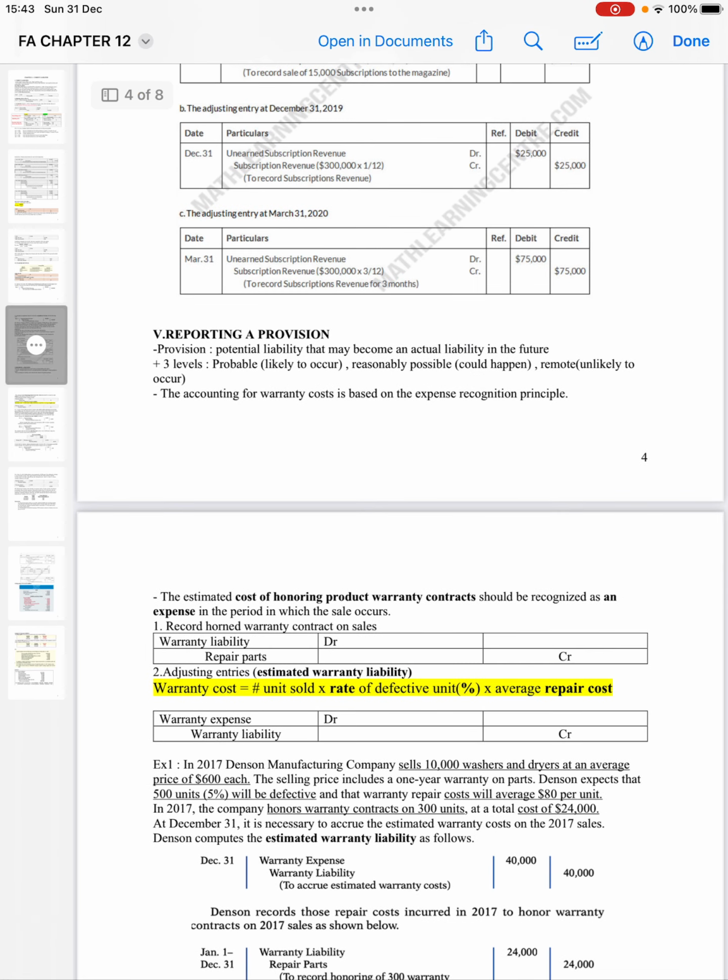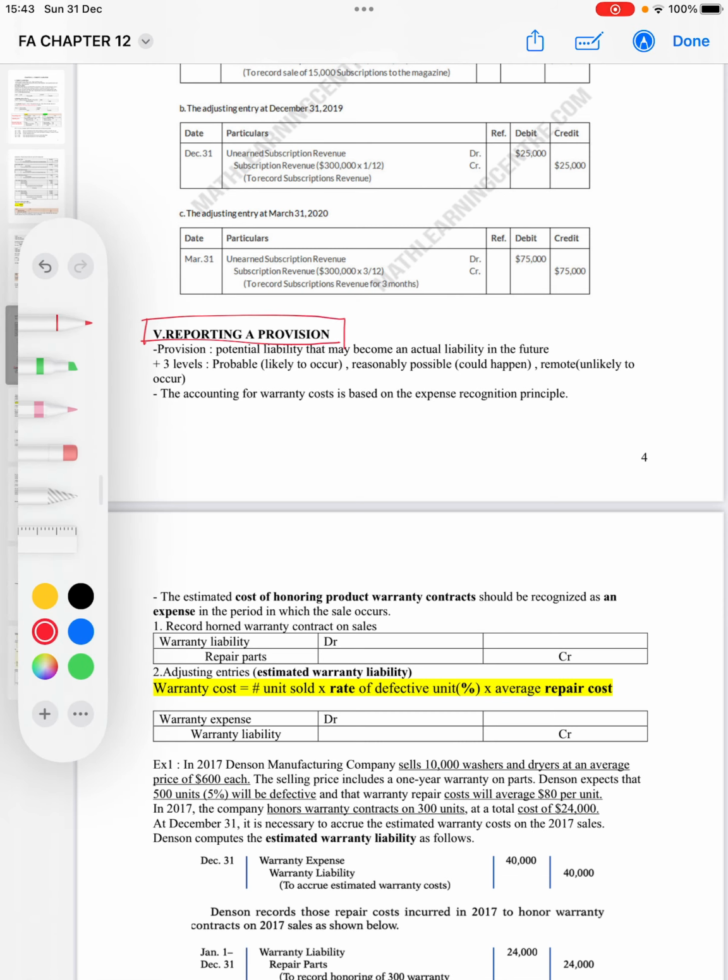Okay, so we will study how to report a provision. The section number 5. So what is a provision? Well, a provision is a potential liability that may become an actual liability in the future. And there are 3 levels of provision, including probable, reasonably possible, and remote. Probable means likely to occur. Reasonably possible means could happen, and remote is unlikely to occur.